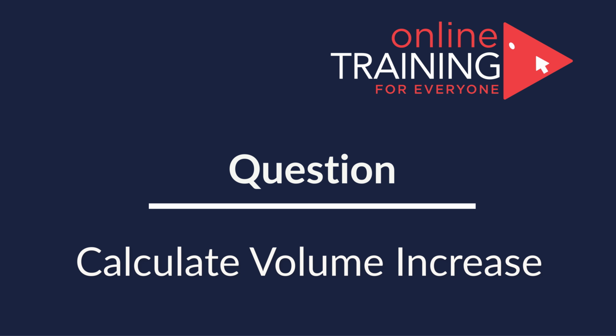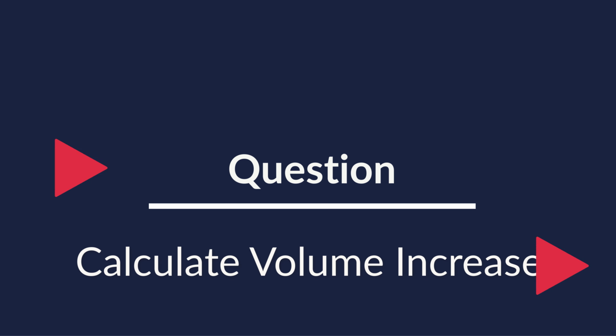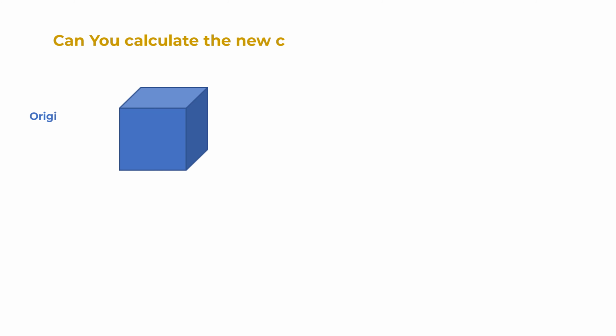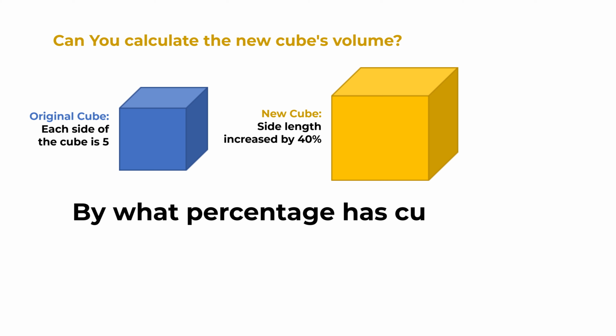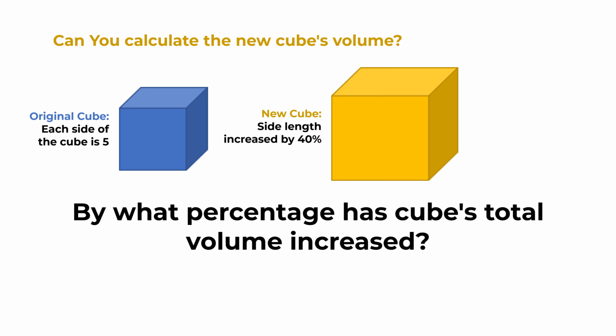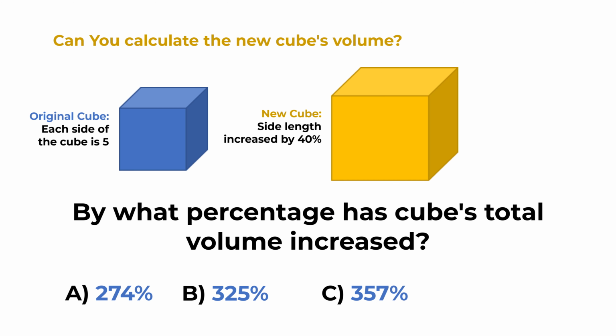Here is a very interesting question we frequently see on the test. A 5 by 5 by 5 cube has its side's length increased by 40%. As a result of these changes, by what percentage has cube's total volume increased? You're presented with 4 different choices. Choice A, 274%. Choice B, 325%. Choice C, 357%. And choice D, 379%.